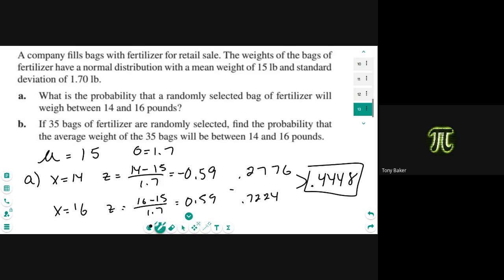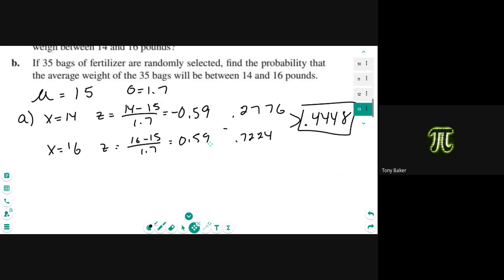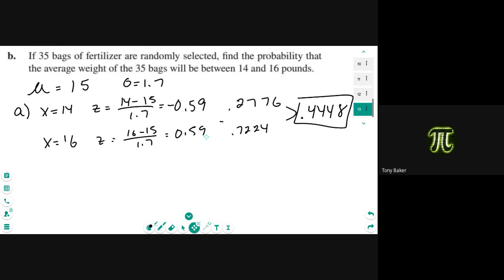That's what we're doing here. Now I'm taking 35 bags. What's the probability that the average weight of 35 bags will be between 14 and 16 pounds? So if we look at the same problem, we're going to do the exact same thing, except for one difference. What's the one thing that changes? The number of bags is now 35, so n is 35, but what does that change in terms of what I did up in A?